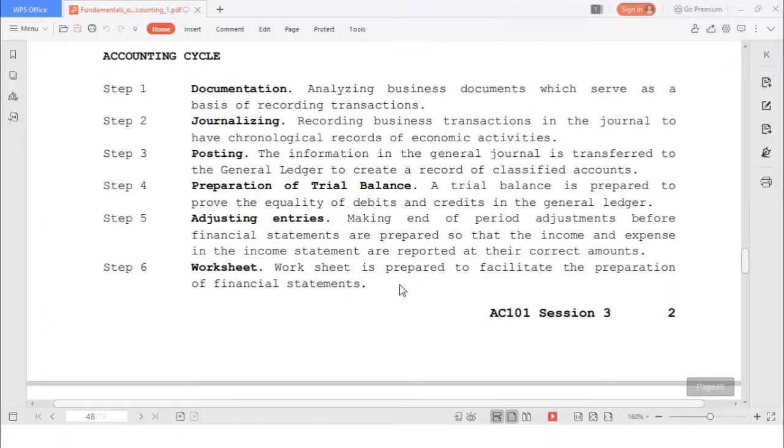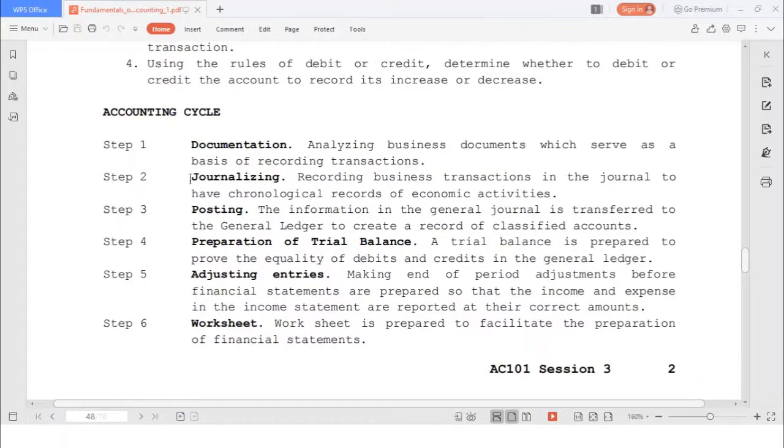Now, for session 3, we will be focusing on journalizing, posting, and the preparation of trial balance. So, ara ta focus with a little bit of worksheet. Kaya ang worksheet is ma-apply man po na to. So, kana ato ang focus diri for session 3: journalizing, posting, and preparation of trial balance.